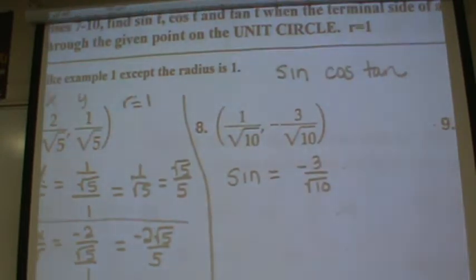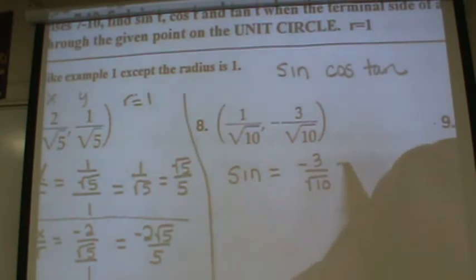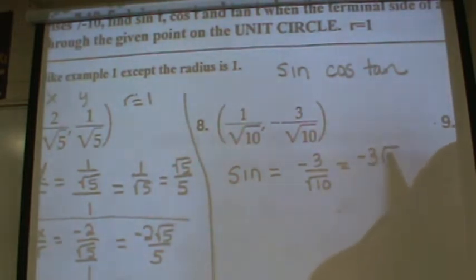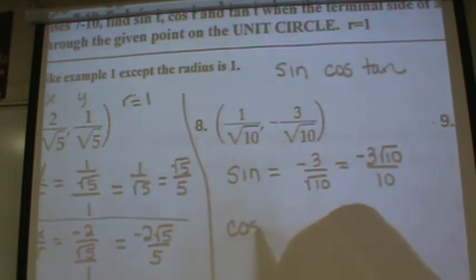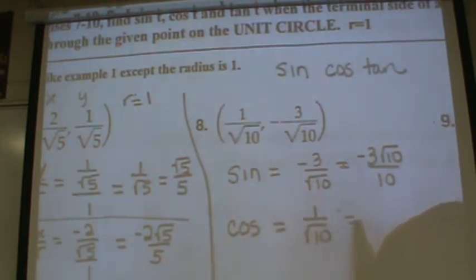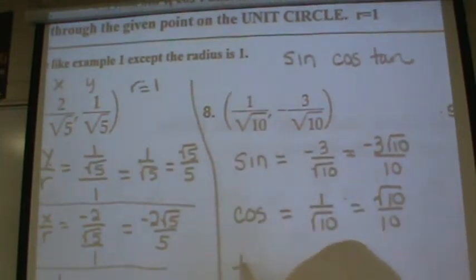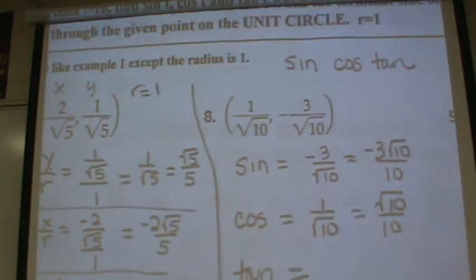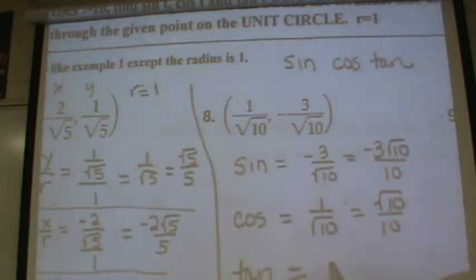You guys don't all speak at once. It's negative, it's the y value over 1, which is that. Now rationalize it. Cosine. And tangent. Can you do that in your head? It's that over that. These are going to cancel. Your answer's going to be what? Anyone? Good job, -3.